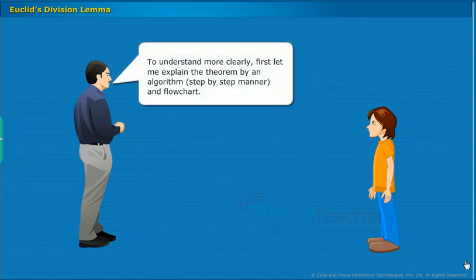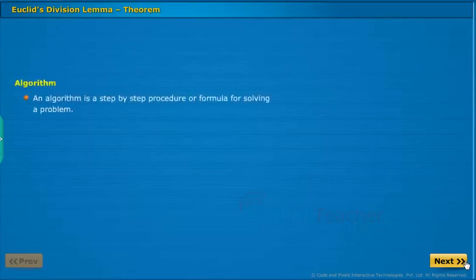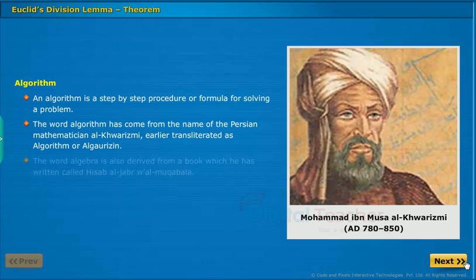To understand more clearly, first let me explain the theorem by an algorithm, in a step-by-step manner, and a flowchart. Algorithm: an algorithm is a step-by-step procedure or formula for solving a problem. The word algorithm has come from the name of the Persian mathematician Al-Khwarizmi, earlier transliterated as algorithmi. The word algebra is also derived from a book which he wrote called Hisab al-Jabr wal-Muqabala.